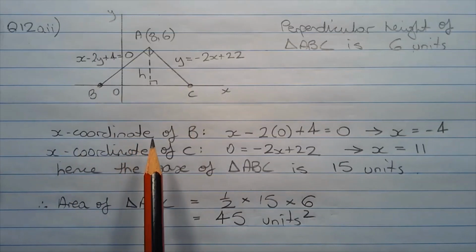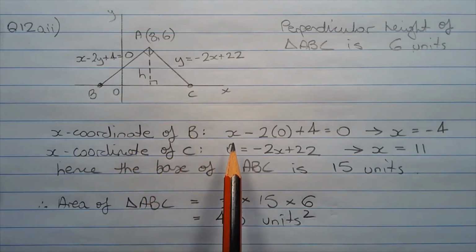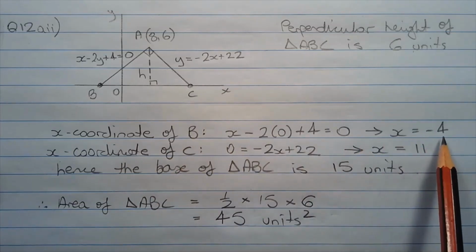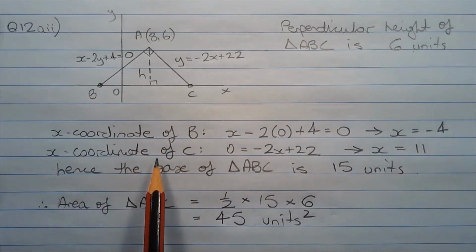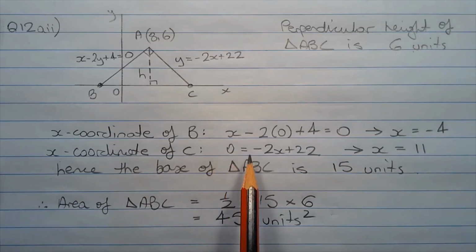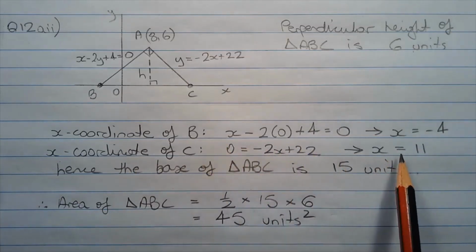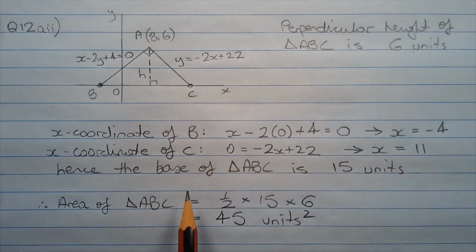So the x-coordinate of point B, we'll let y equals 0: x minus 2 times 0 plus 4 equals 0, x equals -4. And the x-coordinate of point C, we have 0 equals -2x plus 22. Solving this equation for x, we get x equals 11. Hence, the base of triangle ABC is 15 units. Therefore, the area of triangle ABC is equal to half times the base times the height, so half times 15 times 6, which equals 45 square units.